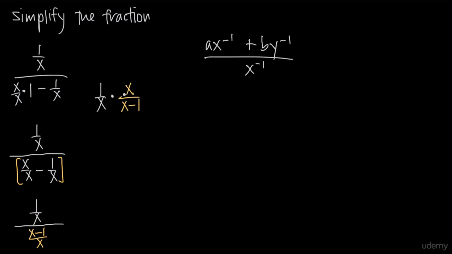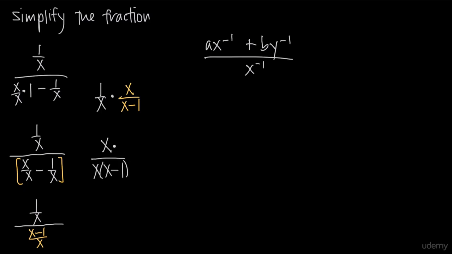So we just flip that upside down, and now at this point, because we have a fraction times a fraction, all we have to do is multiply across our numerators. So 1 times x will give us x, and then multiply across our denominators. x times x minus 1 is going to give us x times the quantity x minus 1.